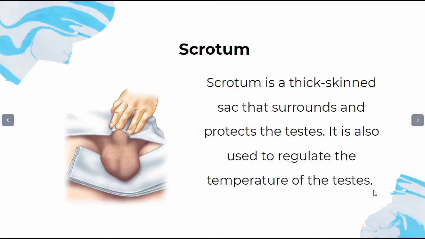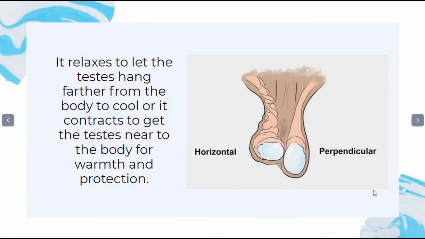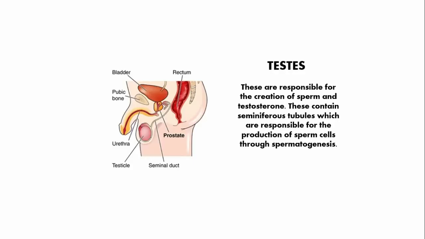Scrotum. The scrotum is a thick skin sac that surrounds and protects the testes. It is also used to regulate the temperature of the testes. It relaxes to let the testes hang farther from the body to cool, or it contracts to get the testes nearer to the body for warmth and protection. Testes. These are responsible for the creation of sperm and testosterone.